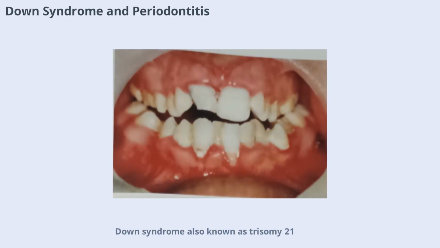Down syndrome, also known as trisomy 21, is a congenital condition characterized by mental deficiency and growth retardation. Oral findings include plaque, calculus, diastema, crowding, and high frenal attachment. Periodontitis in Down syndrome often features deep periodontal pockets, especially in the lower anterior region, with marked gingival recession. The increased severity is due to reduced resistance to infection and defects in immune cell function.